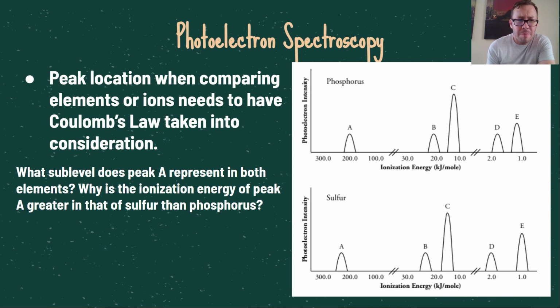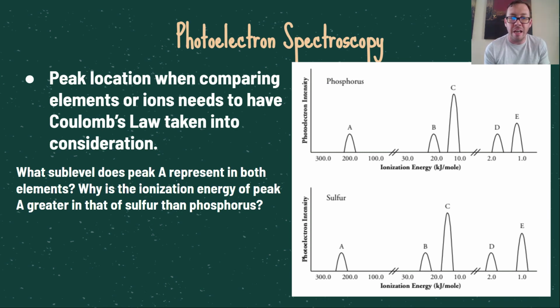What sublevel does peak A represent in both elements? So peak A, you notice it has the highest ionization energy, so we can assume that it is the sublevel that is closest to the nucleus. So we're going to assume that peak A is going to be our 1s sublevel, again because it's closest to the nucleus, has the highest ionization energy.